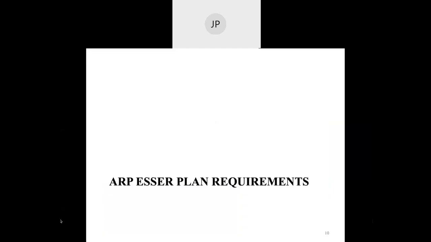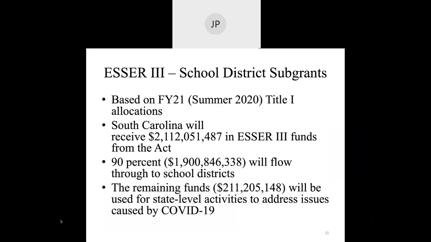So let's go into the ESSER plan requirements. School districts are going to be receiving subgrants, and those subgrants are based on the state FY21 Title I allocations from summer of 2020. It's the exact same mathematics that we did with ESSER 1 and ESSER 2, except for ESSER 2 and ESSER 3, we're using the amounts that were made available under Title I in summer of 2020. So we ran those calculations, and those amounts are now posted on our ESSER 3 webpage.